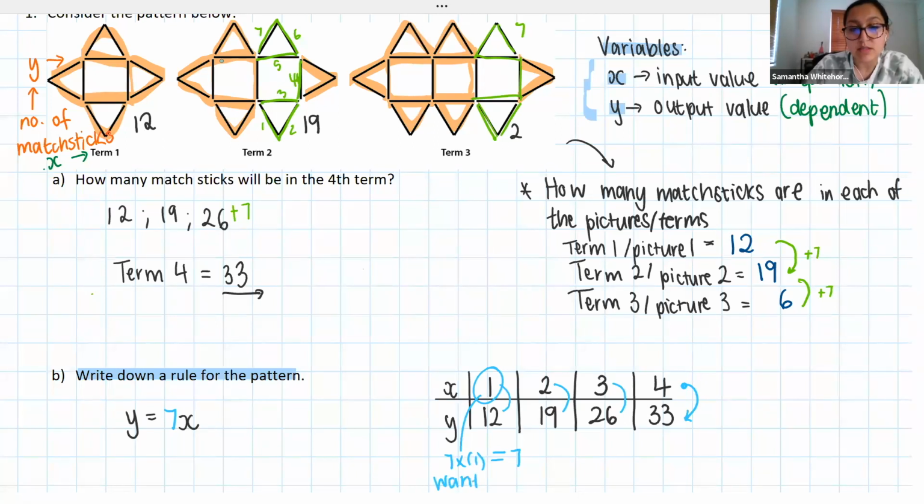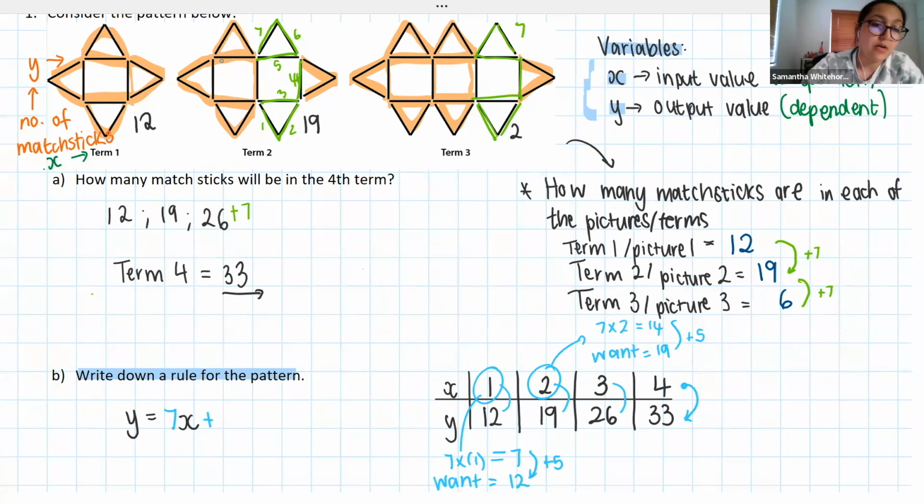However, we want an output of 12. So to get from 7 to 12, we need to add 5. We always double check ourselves. So let's try with 2. 7 times 2 gives us 14. I don't want 14, I want 19. If I add 5, I get 19.